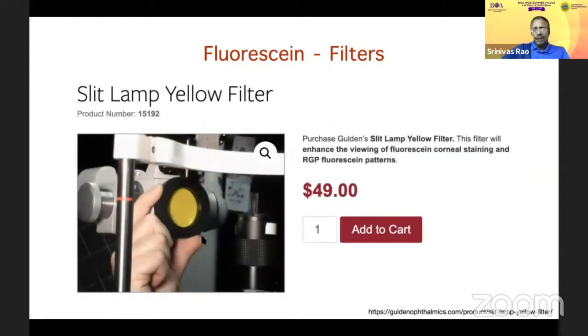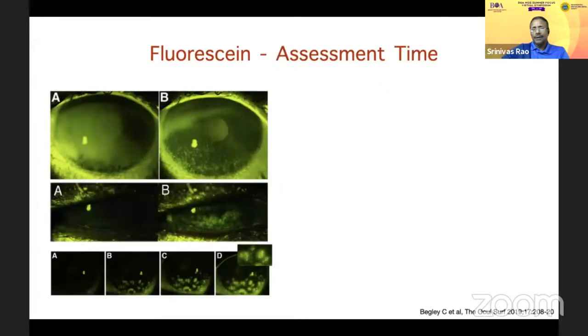If you don't have a yellow filter, these external filters are easily available. They are not very expensive. You can hold it in front of the objective of your slit lamp to appreciate the findings.